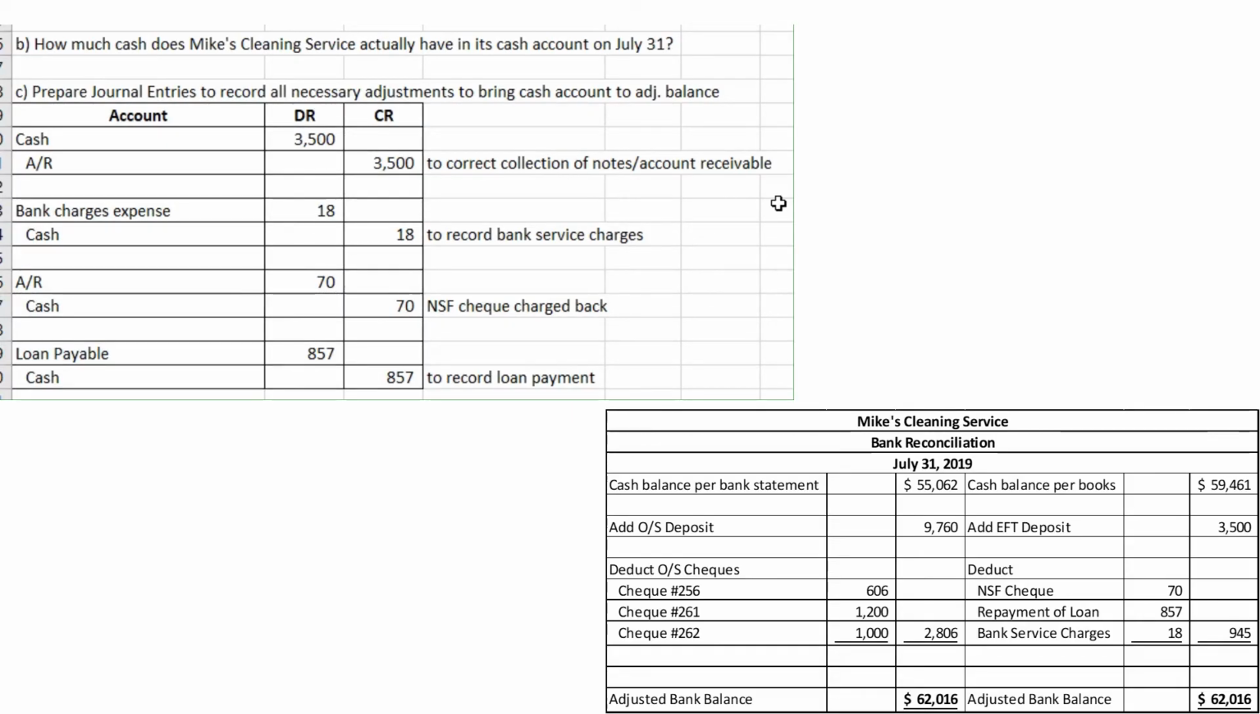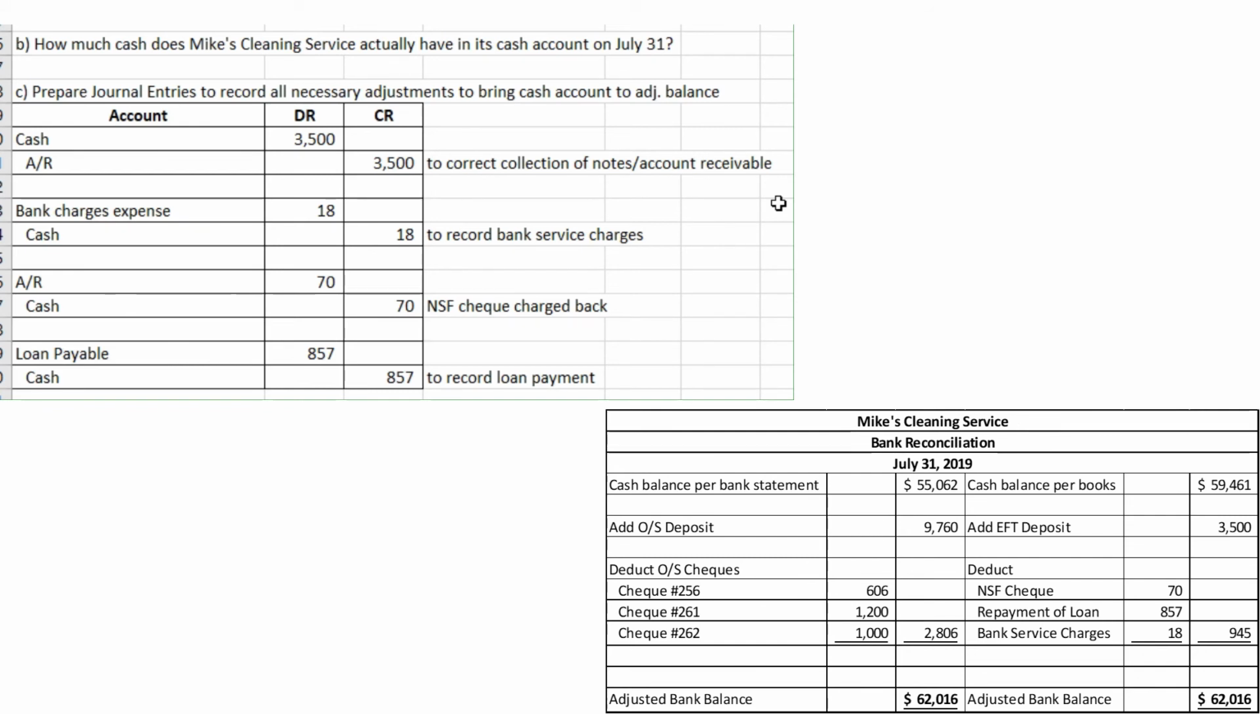The next part of this question asks how much cash does Mike's Cleaning Service actually have in its cash account on July 31st? Well, the actual cash available was $62,016, which was the adjusted bank balance. I want to make sure there's enough money to cover the outstanding items. That's the actual cash that should be sitting in the cash account.